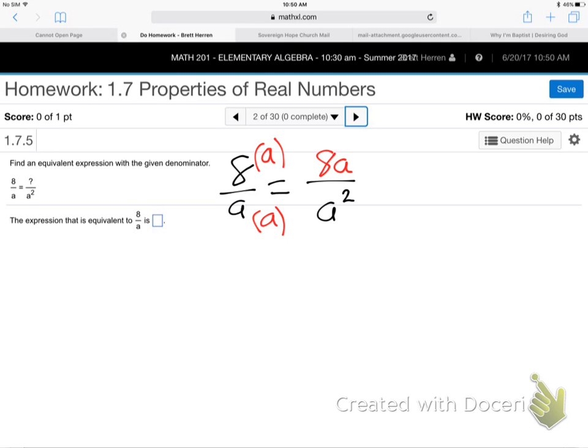How would you put the square in the answer box? Oh yeah, they have a little power thing.